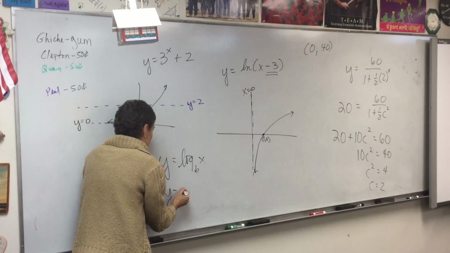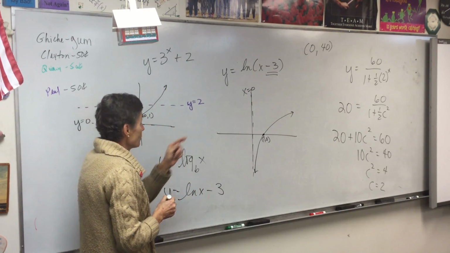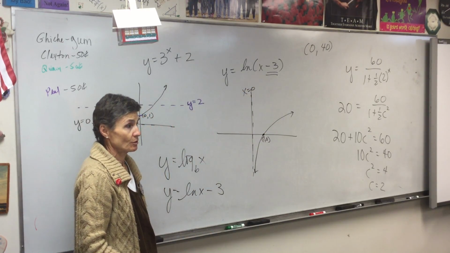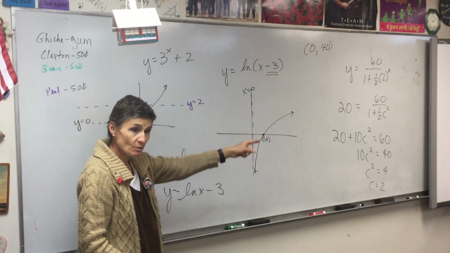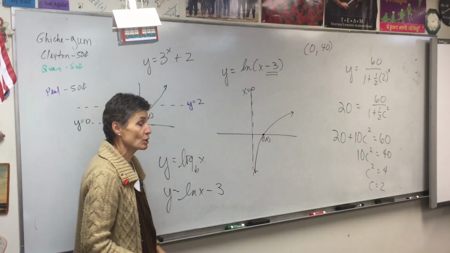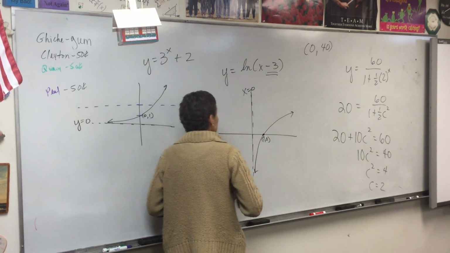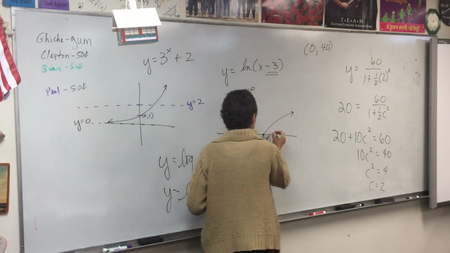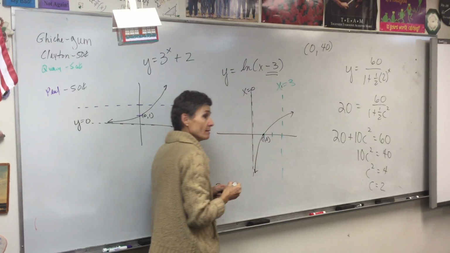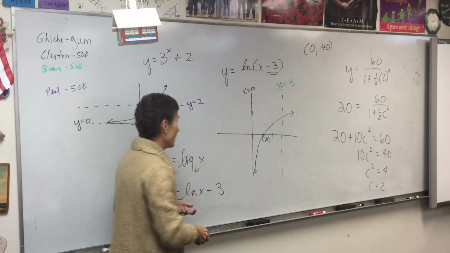That's different than that, right? What does subtracting 3 inside the parentheses do? Moves it 3 units to the right. So everything, including the asymptote, gets picked up and moves 3 units to the right. So the asymptote that was at x equals 0 is now at x equals 3. Write the equation of the asymptote, x equals 3.